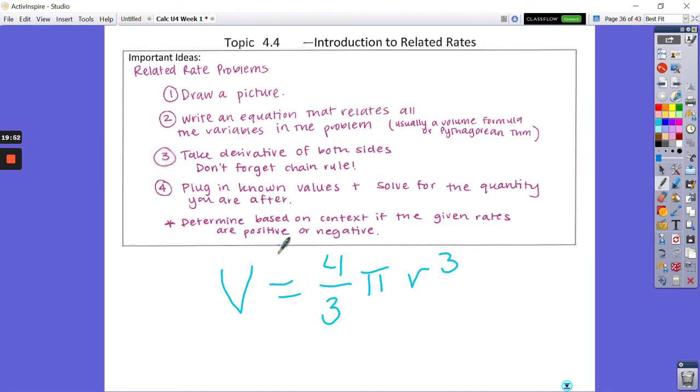Plug in the known values and solve for the quantity you're after. Based on the context, determine if it's positive or negative, because sometimes the sign won't actually match. So make sure. Now ours is growing, so it's positive. So that's important.